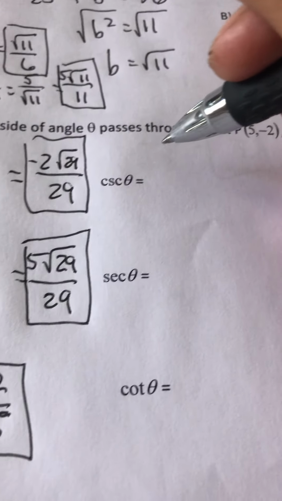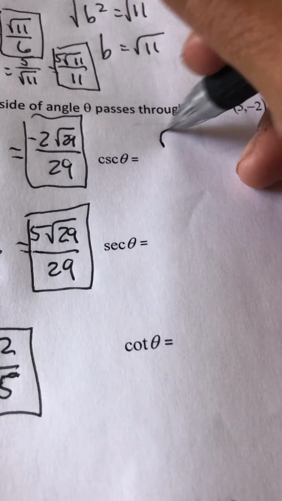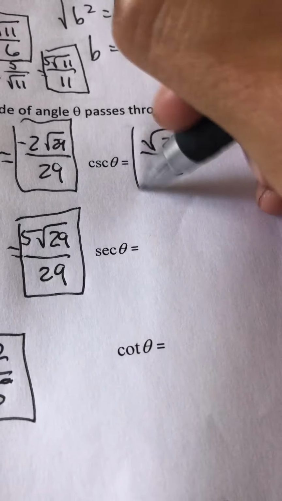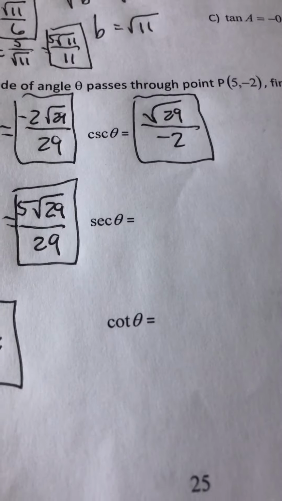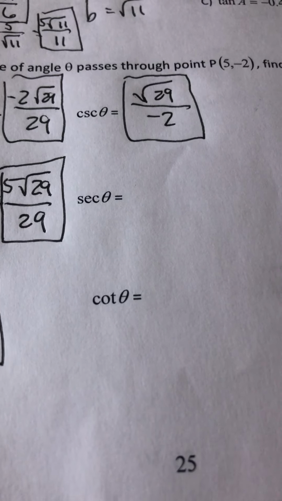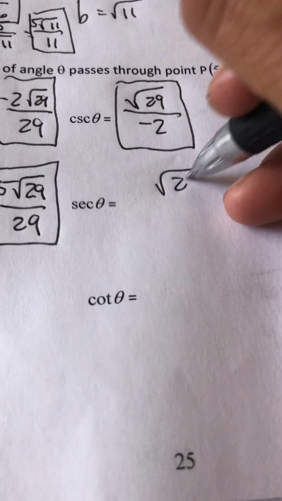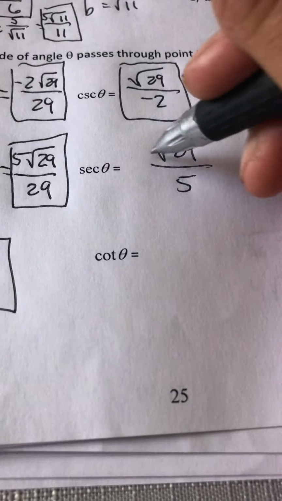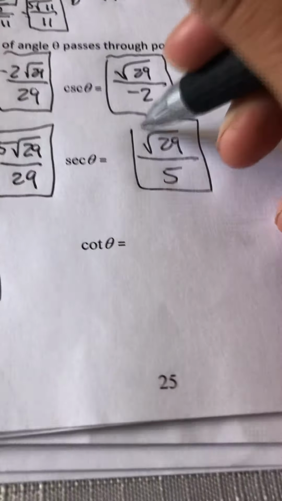Now we're just going to take the reciprocals. So for cosecant, which is the reciprocal of sine, you would have radical 29 over negative 2. You can put the negative in the top if you prefer. For secant, you would have radical 29 over 5. And for cotangent, you would just have 5 over negative 2.